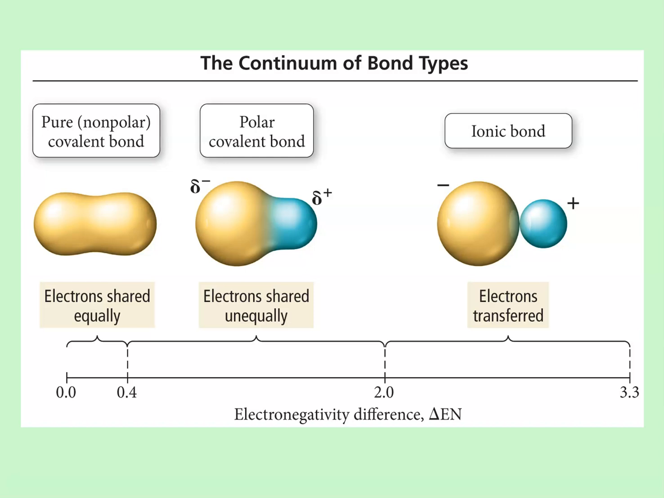Pictorial diagrams, you get an idea of pure or non-polar versus polar versus ionic. These little symbols represent a partial negative and a partial positive. I don't remember what the Greek symbol is, but yay. And then ionic is just transfer of electrons. You have a full negative, you have a full positive. Polar bond, it's partial, not full.